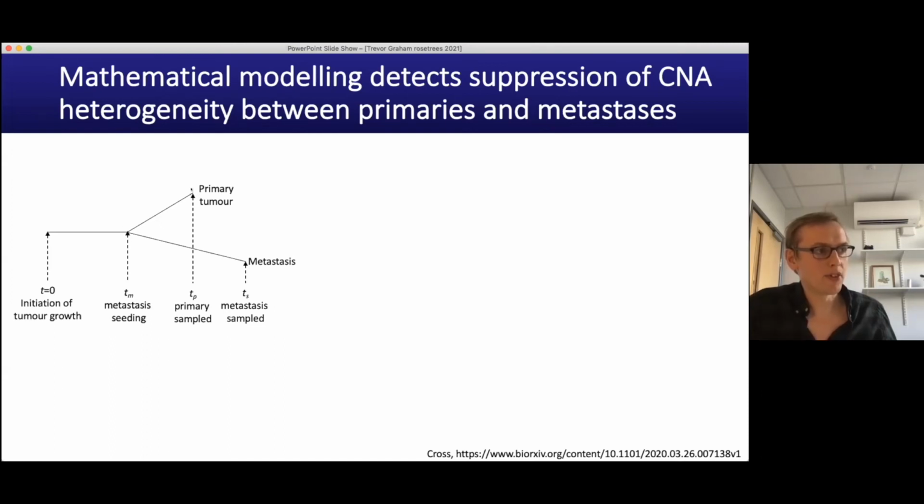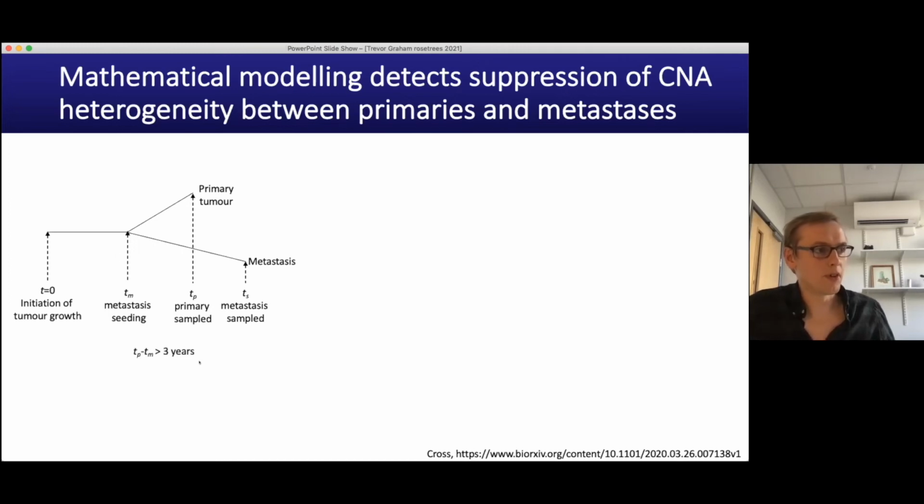And then later on, we sample the primary, and then at some even later point in time, we sample the metastasis. And so the number of copy number alterations we expect to be divergent between the primary and the met is the number of copy number alterations accrued along this branch plus those accrued along that branch. And so you can write down just Poisson distributions for what you expect there.